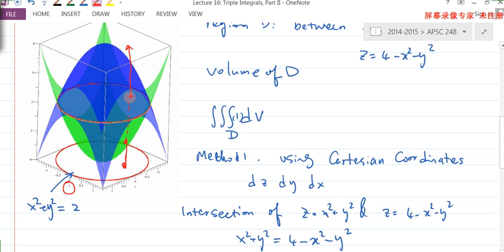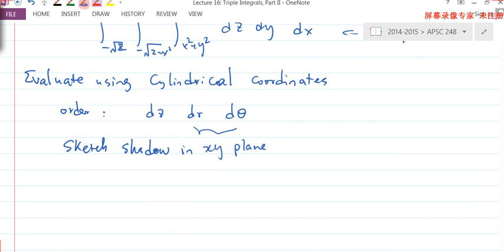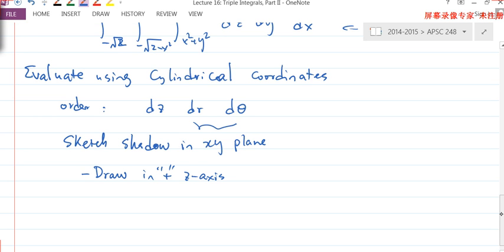Then you bump into the region with a first contact and a second contact. So draw in the positive z-axis. The first contact gives the z min, and the second contact gives z max.